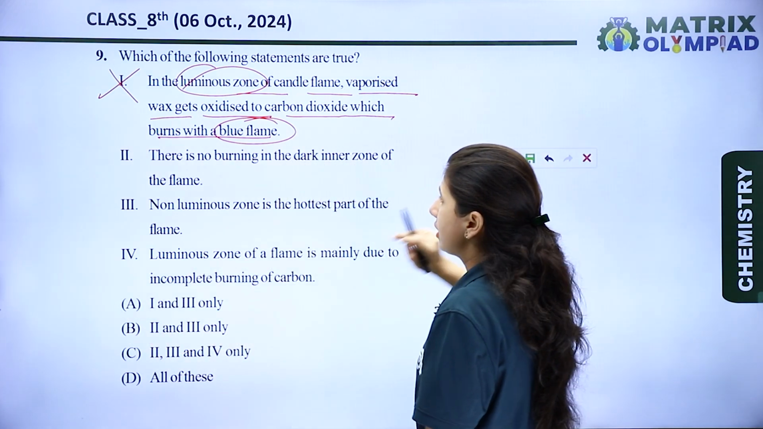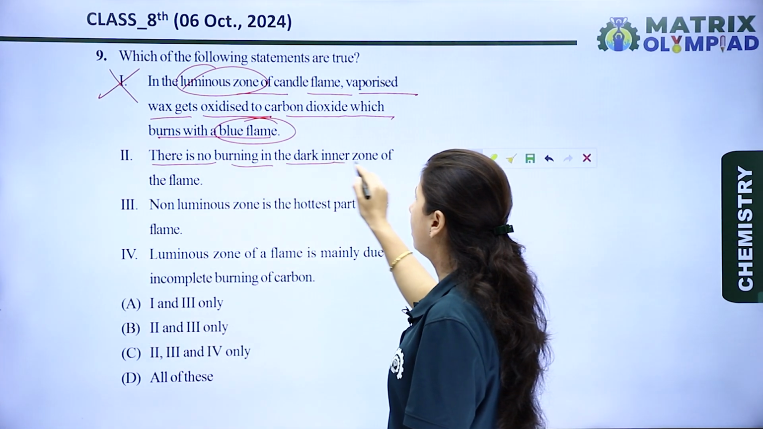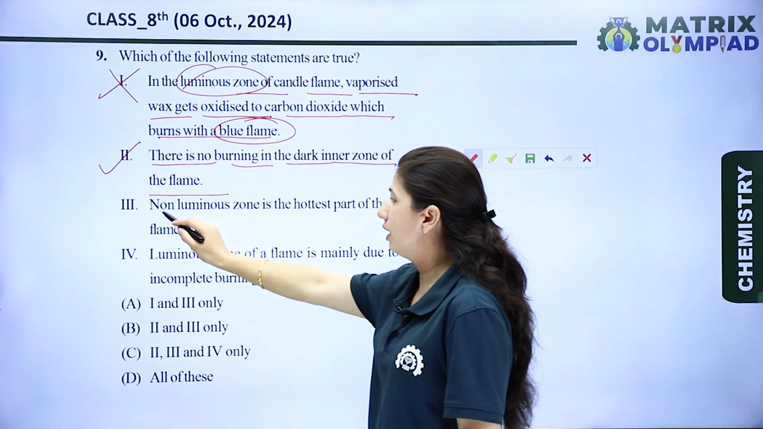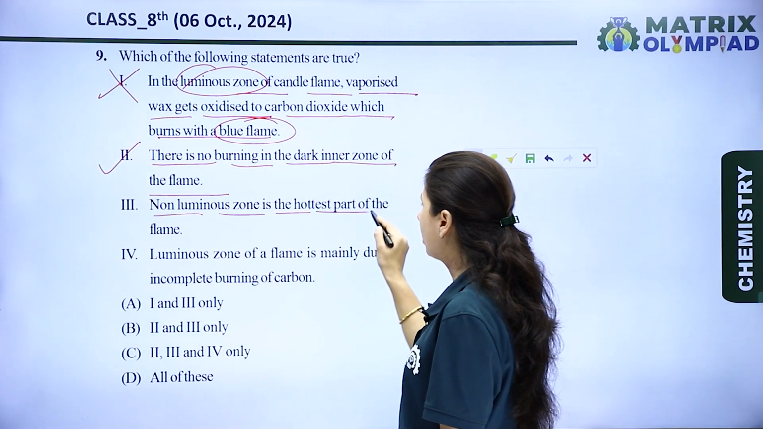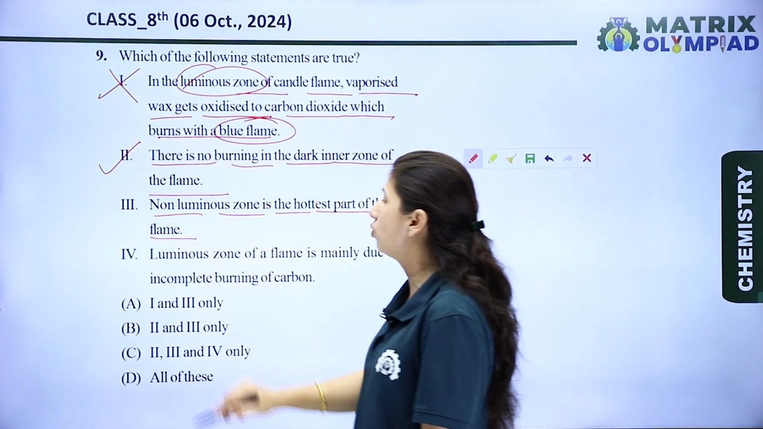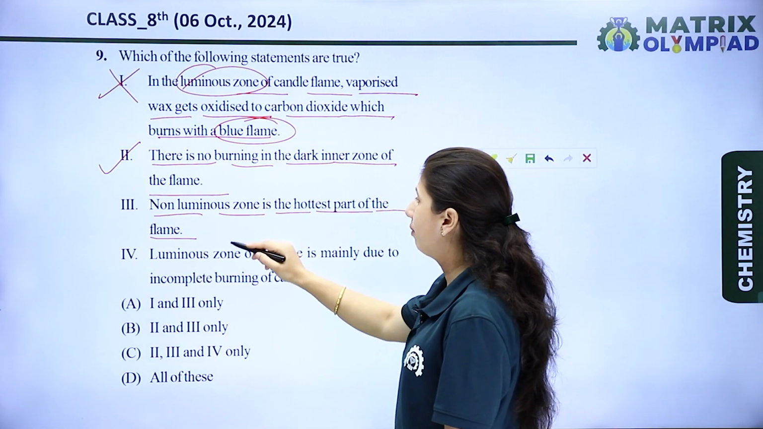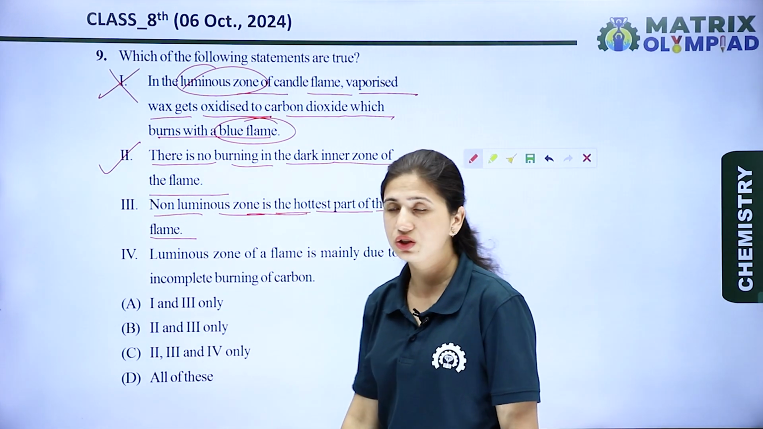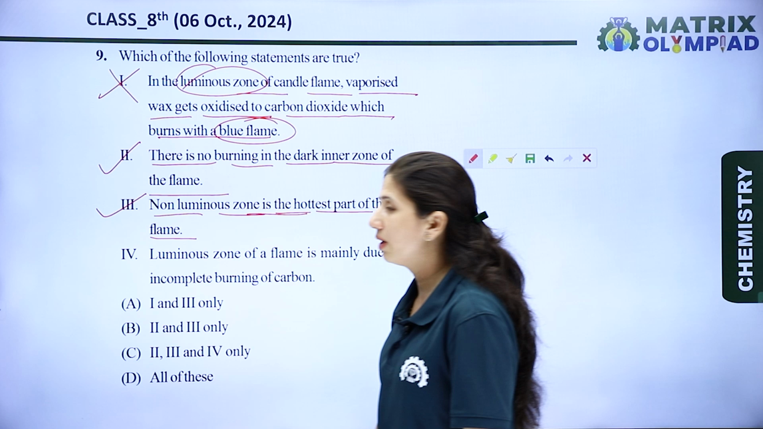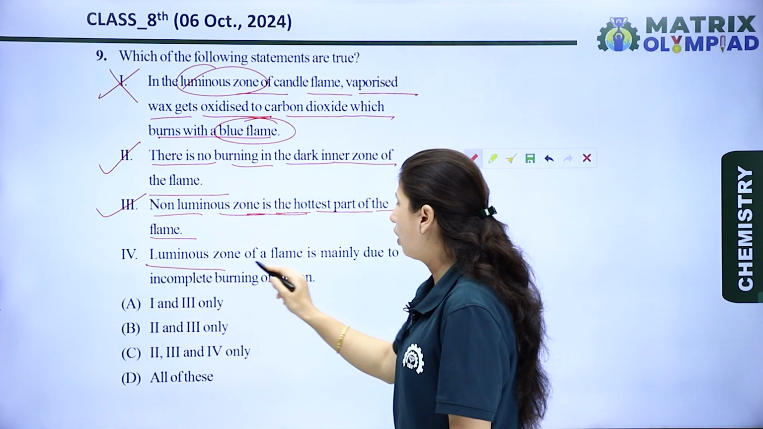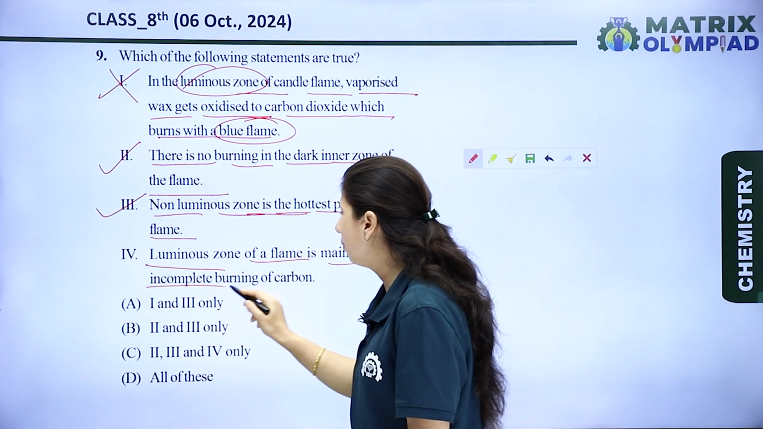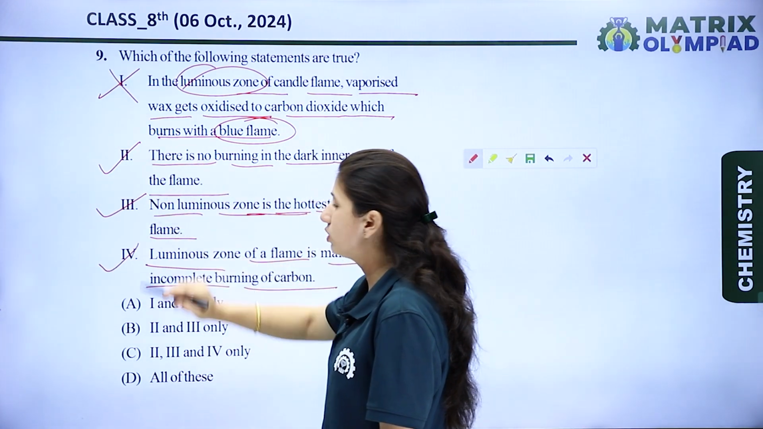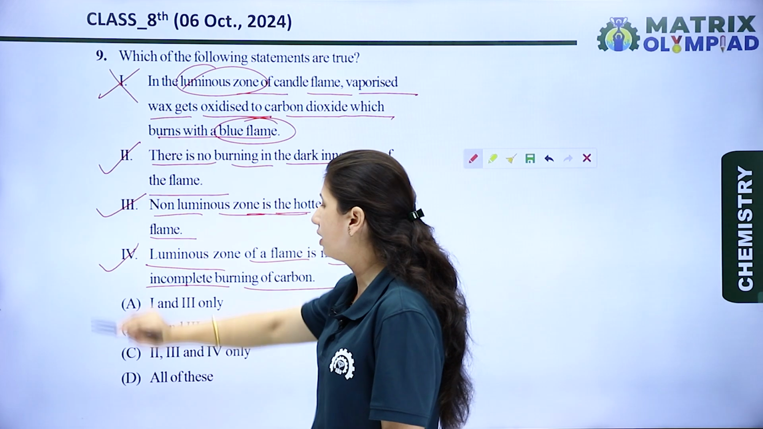Now, let's see the next. There is no burning in the dark inner zone of the flame. Yes, this is a right statement. Next, the non-luminous zone is the hottest part of the flame. Yes, the non-luminous zone is the outermost part of the flame, it is denoted by the blue color, and complete combustion reactions take place there. So, this is also a right statement. Now, the next is: the luminous zone of a flame is mainly due to the incomplete burning of carbon. Yes, the second, third and fourth statements are right, but the first statement is wrong.